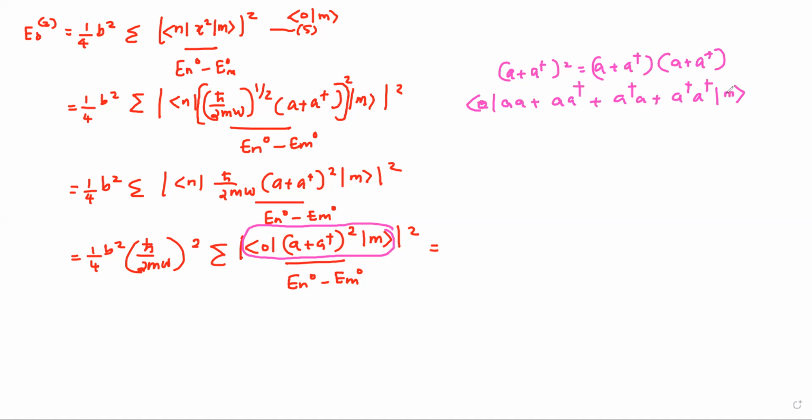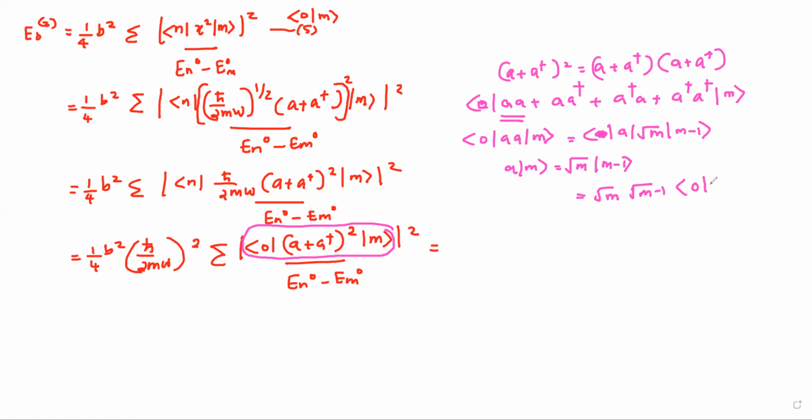Now we can take each case. For the first term, bra 0 a a ket m. That is the annihilation operator. In the case of annihilation, a on ket m equals root m into ket m minus 1, so one is decreased. So that equals bra 0, and it is operated to become root m into ket m minus 1. Again the annihilation operator is applied, giving root m, already there, then we operate a on m minus 1, which equals root of m minus 1 into ket m minus 2.